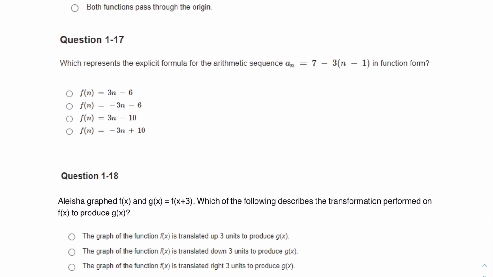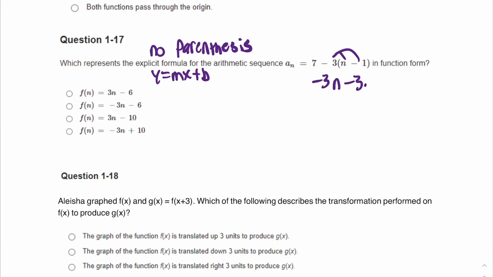They want an explicit formula. An explicit formula is no parentheses. It's similar to y equals mx plus b. So let's just distribute this thing by multiplying it to each number. We had the 7 in front.